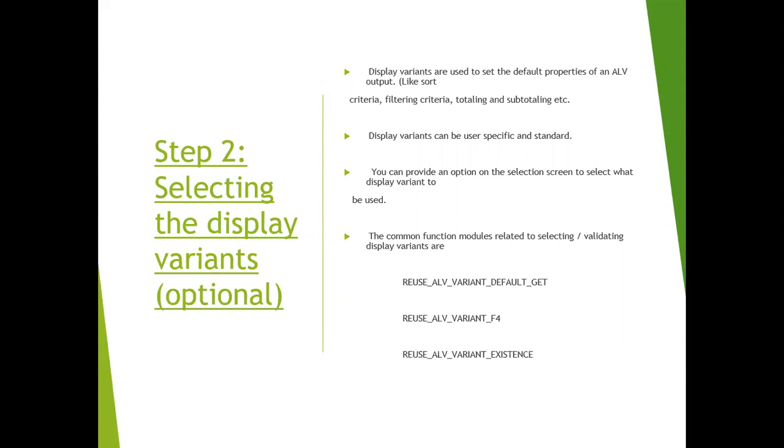So this is step two. Step two says that if you have a variant, then you can default it also. What are the function modules used to select or validate the variant? First you will use REUSE_ALV_VARIANT_DEFAULT_GET, REUSE_ALV_VARIANT_F4, REUSE_ALV_VARIANT_EXISTENCE. If any variant somebody has saved, that variant will be automatically selected and displayed using this function module.